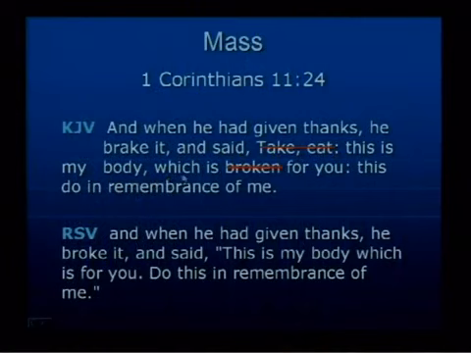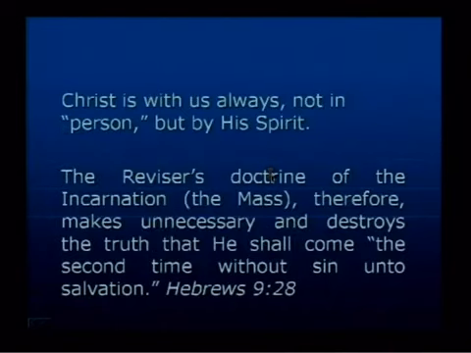1 Corinthians 11:24, very interesting, the Mass. King James: "he broke it, and said, Take, eat: this is my body, which is broken for you." The RSV: "and when he had given thanks, he broke it, and said, This is my body which is for you. Do this in remembrance of me." Now we have a host. We have a literal body. So this is Catholic doctrine. That is not.